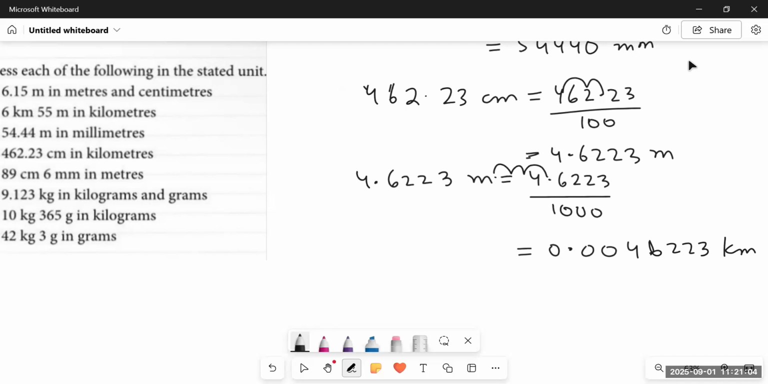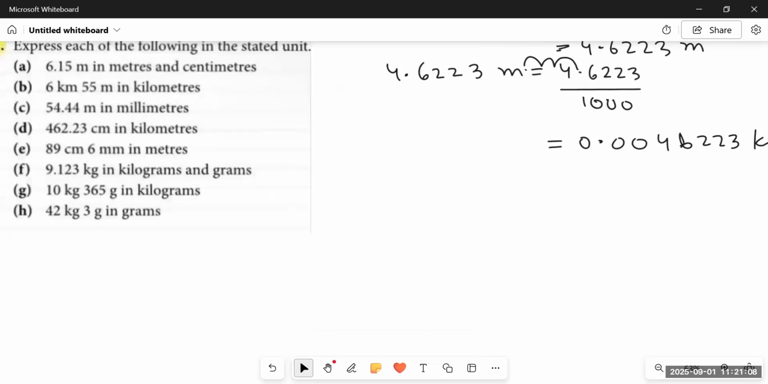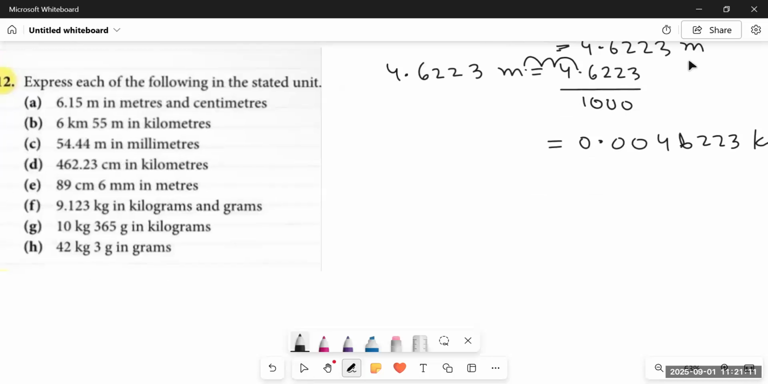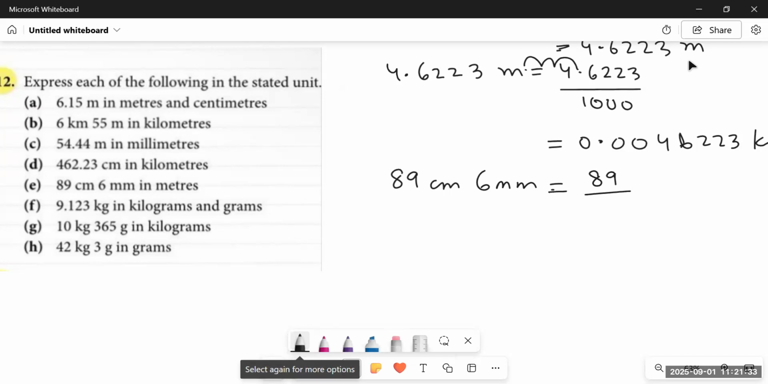Now the next question is 89 centimeters. We are provided with 89 centimeters and we have to convert it into meters. So this time again we have two units, 89 centimeters and 6 millimeters, and we have to convert it into meters. So we know that both of them have different rates. From centimeters we will divide. So we can do over here that 89 centimeters to meters is simple. 1 meter is equal to 100 centimeters, so we will divide it by 100.